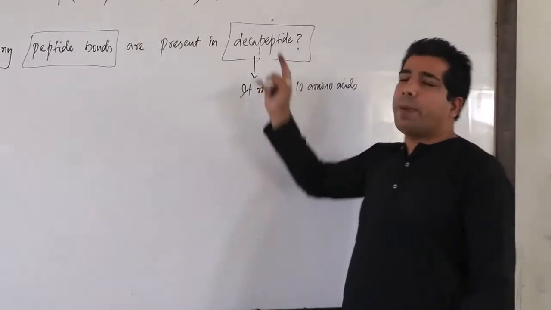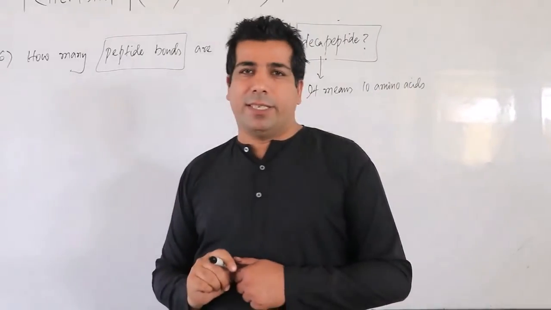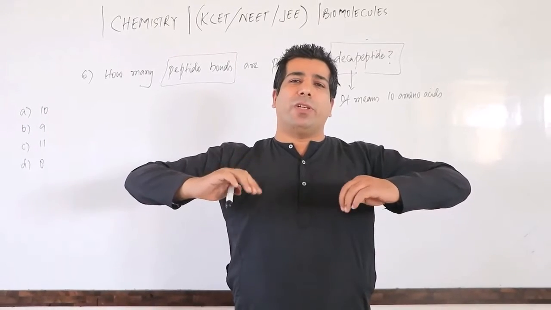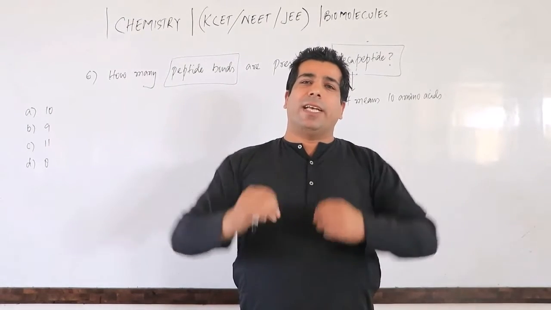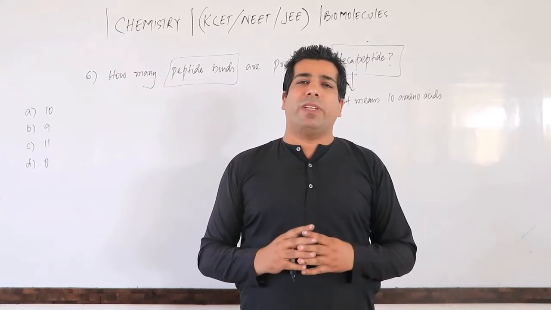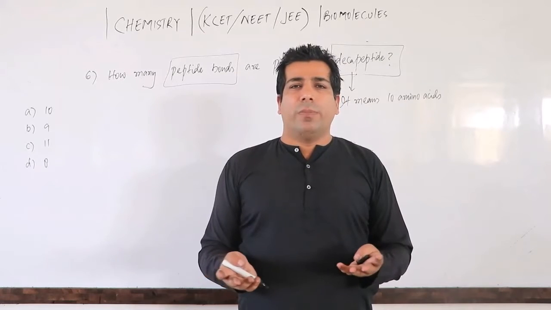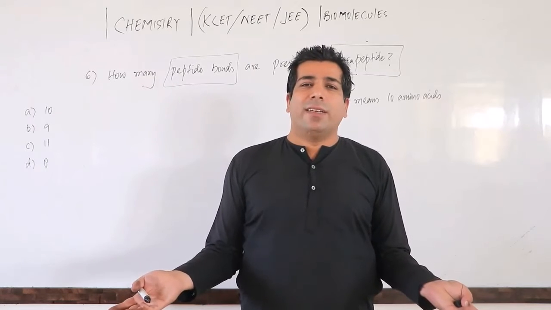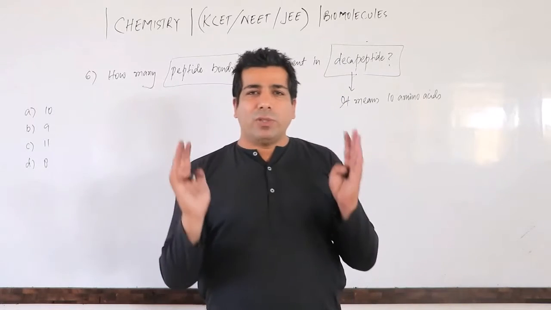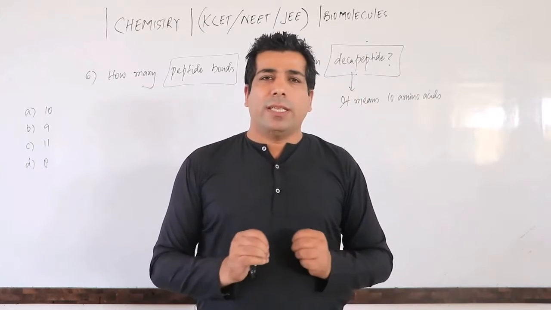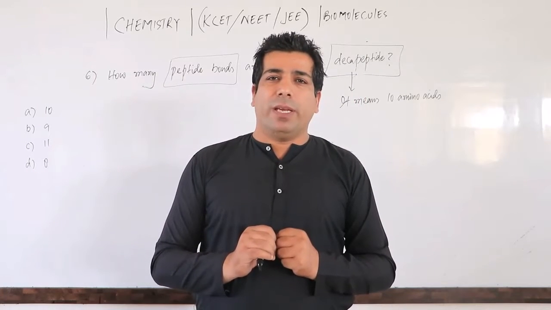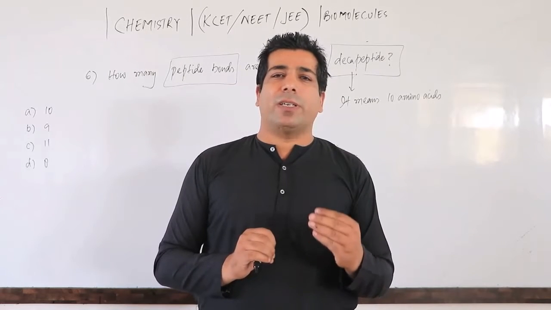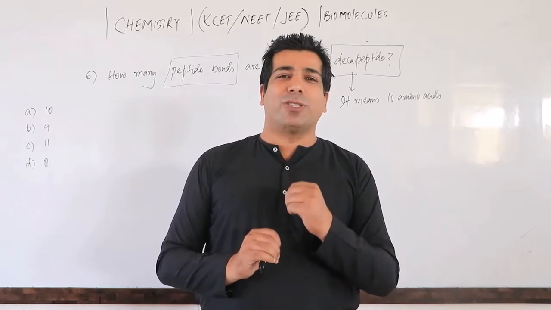Okay? So decapeptide means 10 amino acids. So my dear friends, if one peptide bond is formed between two amino acids, then how many peptide bonds will be formed between 3 amino acids? 2. Between 4, 3. Between 10, it will be just 9. That means if you have 1000 amino acids with you, the number of peptide bonds will be 1000 minus 1. That is 999 peptide bonds.